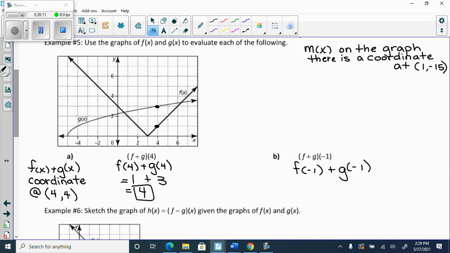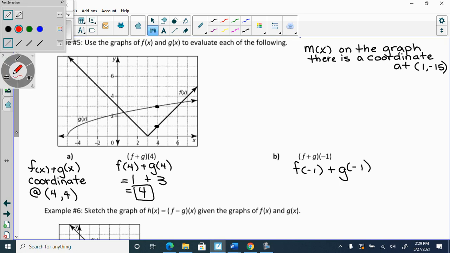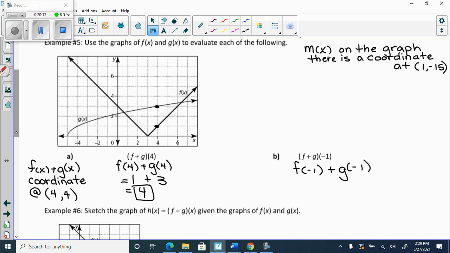Now, f of negative 1, I'm going to use a different color. F of negative 1. So I go to negative 1 and I follow it up to f, and it's at 4. Plus g of negative 1. So I go to negative 1, I follow it up to g, and I get 2. So this answer is actually 6.